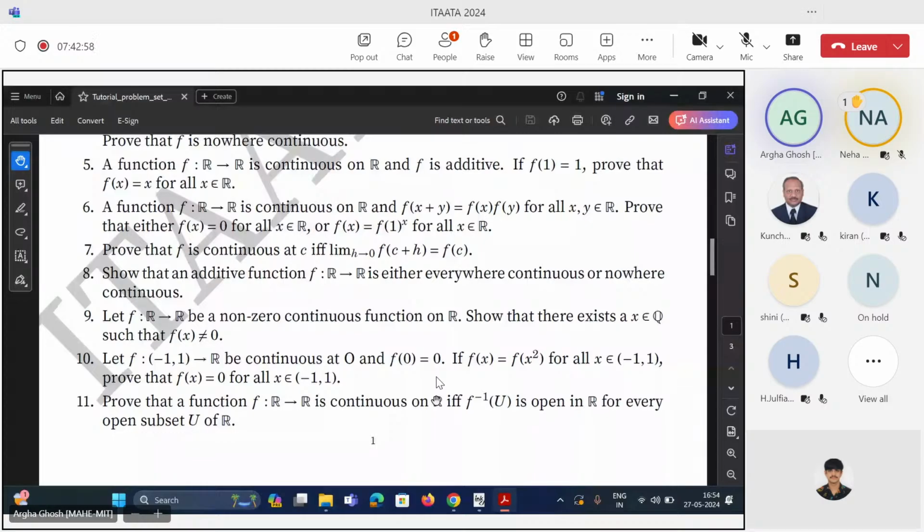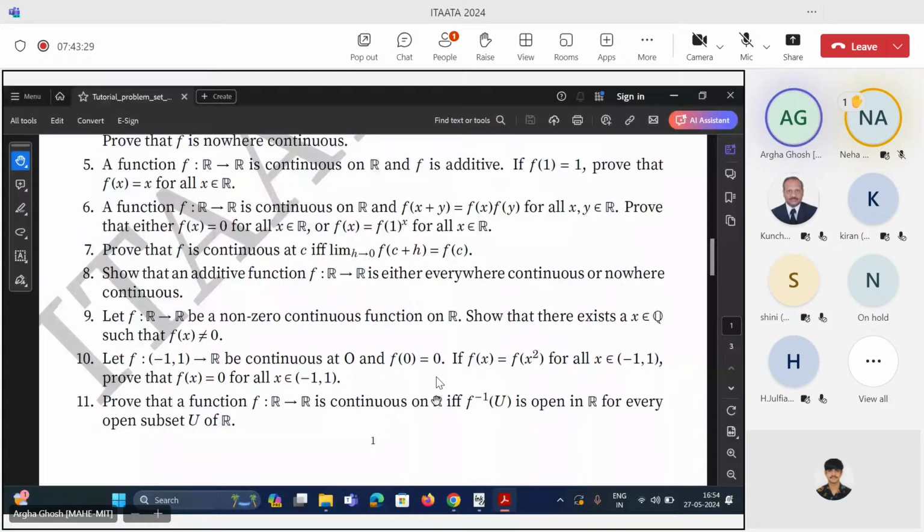So we can have a sequence of rational numbers. Since f is continuous, let's say xn converges to C. Then f of xn converges to f of C. Since xn is a rational number, f of xn is 0. So we have a sequence of 0 converging to a non-zero number. Yes, same thing. Neha said the same thing.